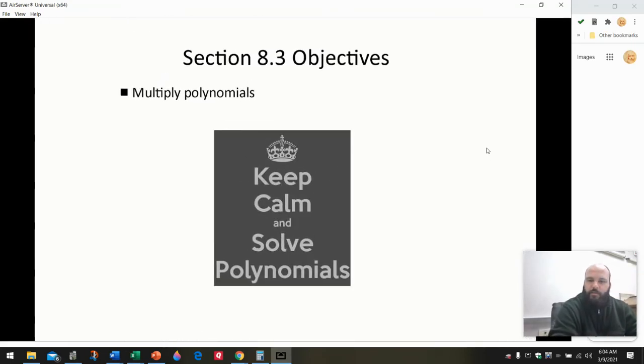Hello, everybody. So today we're moving into Chapter 8, Section 3. And what I'm going to show you in this chapter and section is one of the most important things that you're going to learn in Algebra 1. There's really three main topics in Algebra 1 that you have to get good at. And the first is graphing linear equations.